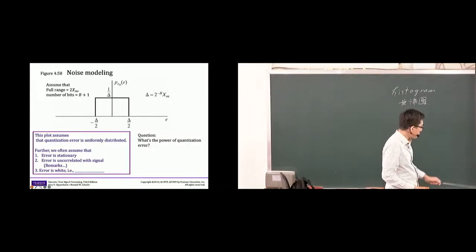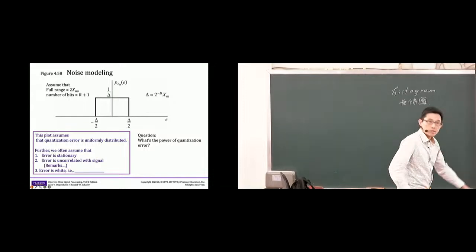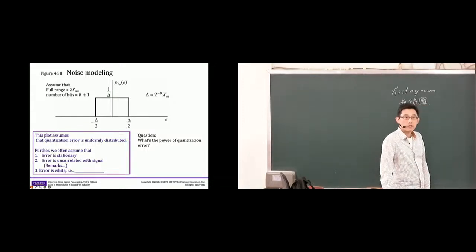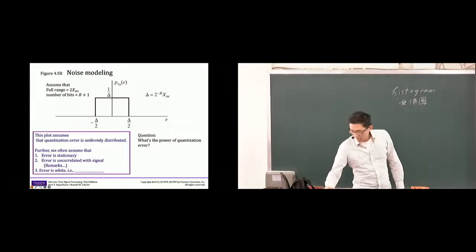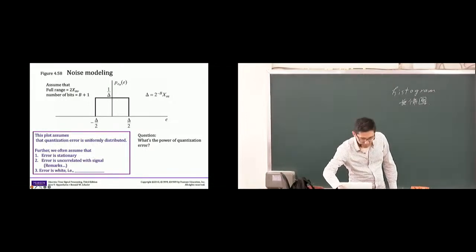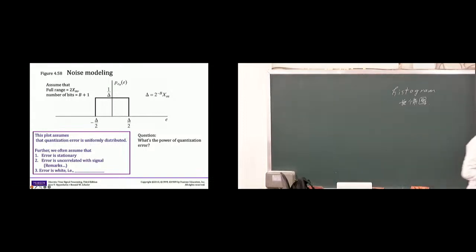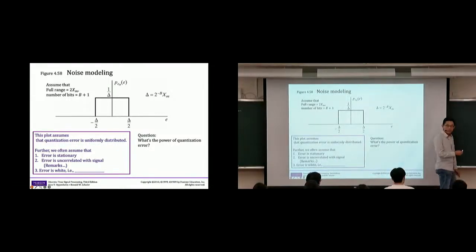And the second assumption is also interesting. Error is often assumed uncorrelated with the signal. Uncorrelated. Okay? What do we mean? So that means when we have a signal and we have the error, uncorrelated means the correlation coefficient is zero in that sense. Okay? So now we need to remember to check what's the definition of correlation coefficient. Or no, the covariance.